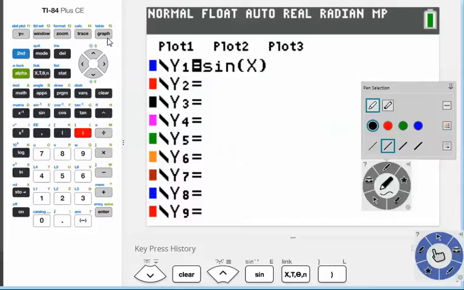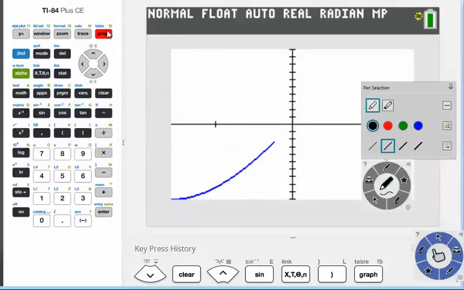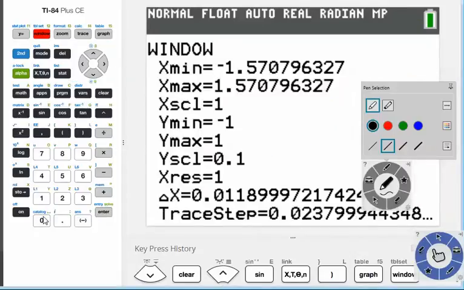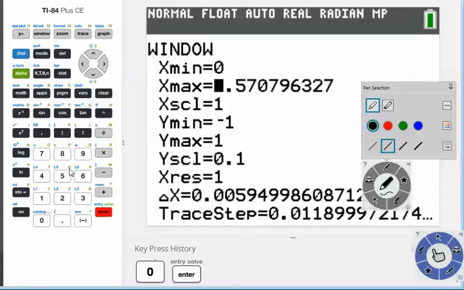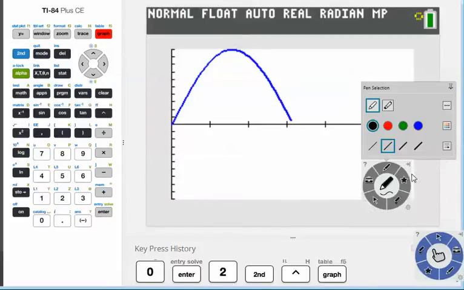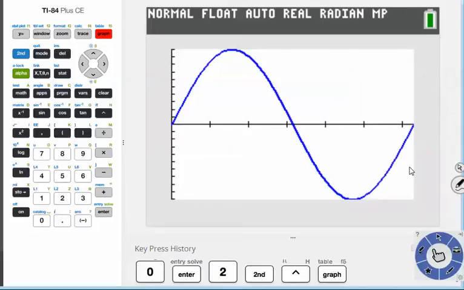If we graph it, we know it's a function because it passes the vertical line test. I'll change my window from 0 to 2 pi. The sine function is good to go. How do we know it's a function? It passes the vertical line test. But a function is one-to-one if it passes the horizontal line test, and this one fails the horizontal line test. That means its inverse will not be a function.